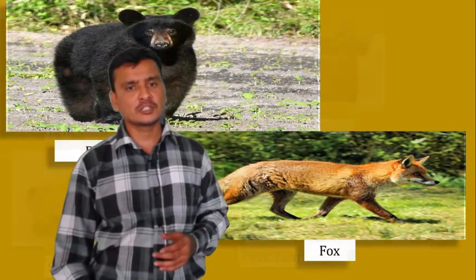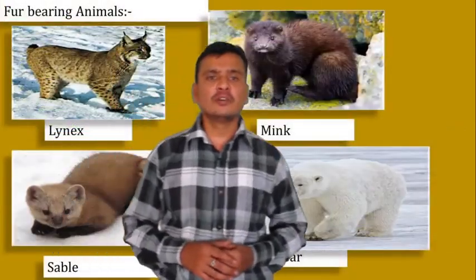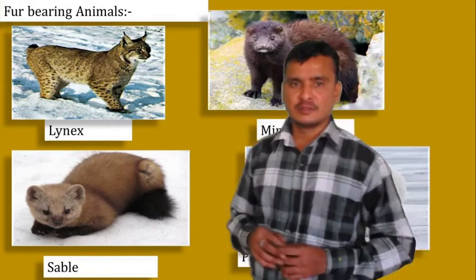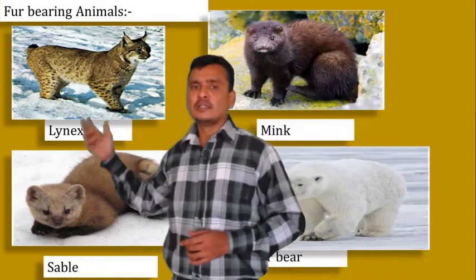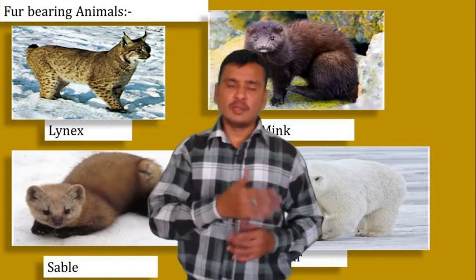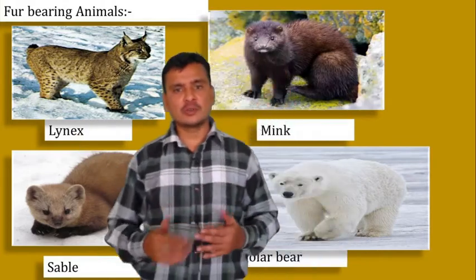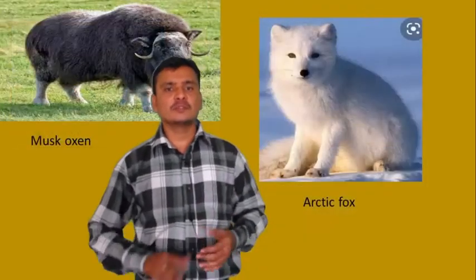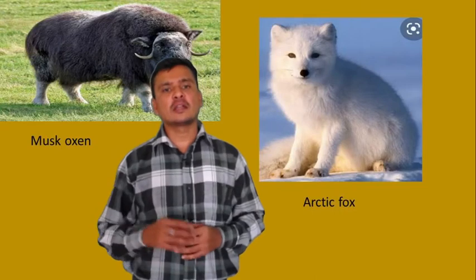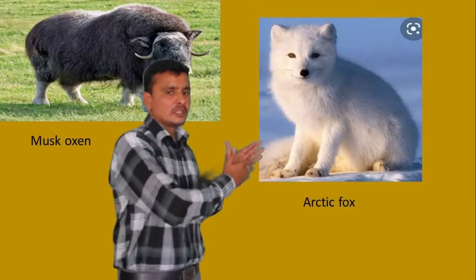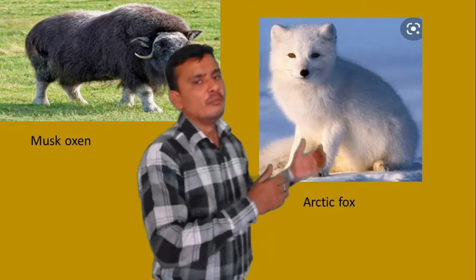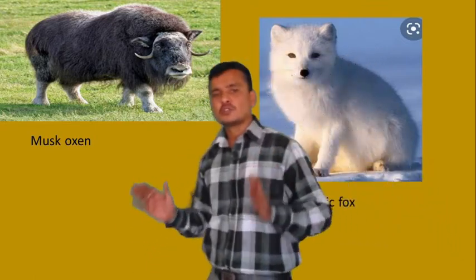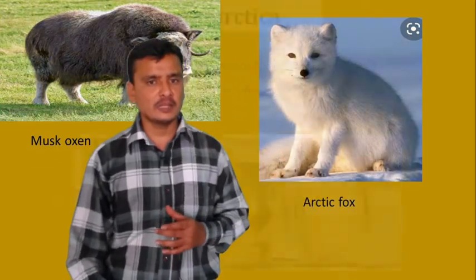These are also attractions. Then we find fur-bearing animals, especially in the Himalaya region. We find lynx. Okay, this is lynx. Then mink. Then sable. We find it in Europe also, North America also, and in Asia also. Polar bear, the same we find here also. Then this is also the Arctic fox. Okay, this is our Arctic fox, and musk oxen we find in Asia also, especially where snowfall is there. In such regions we find these animals.